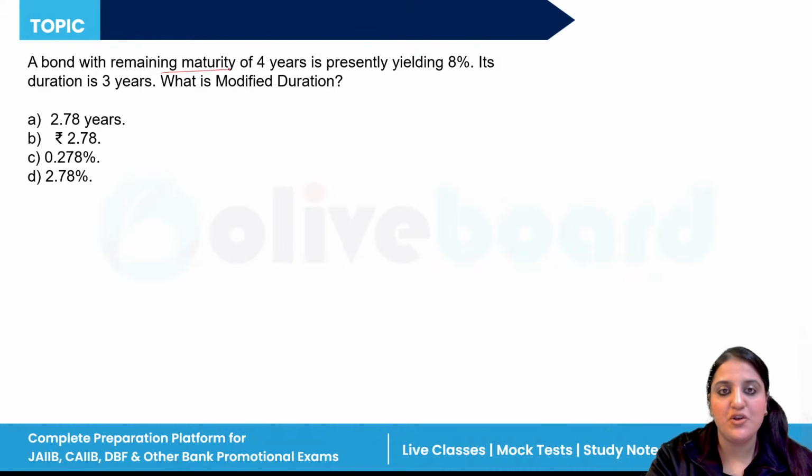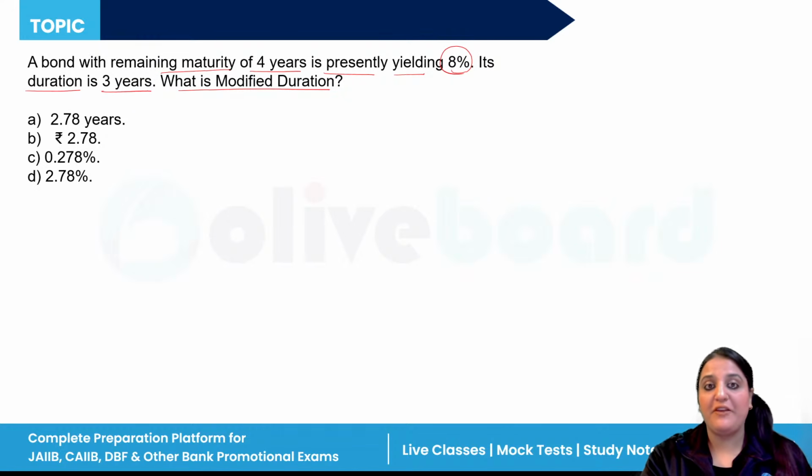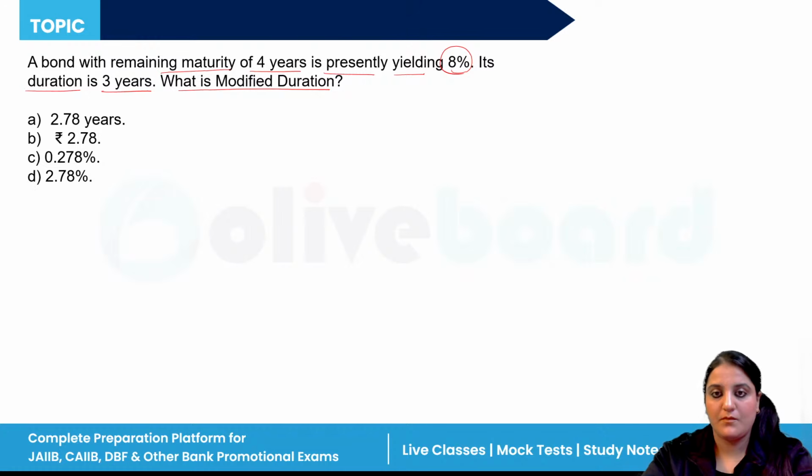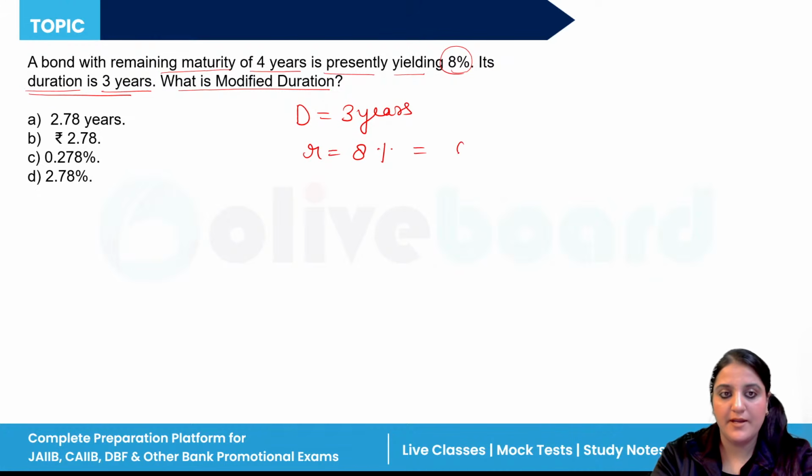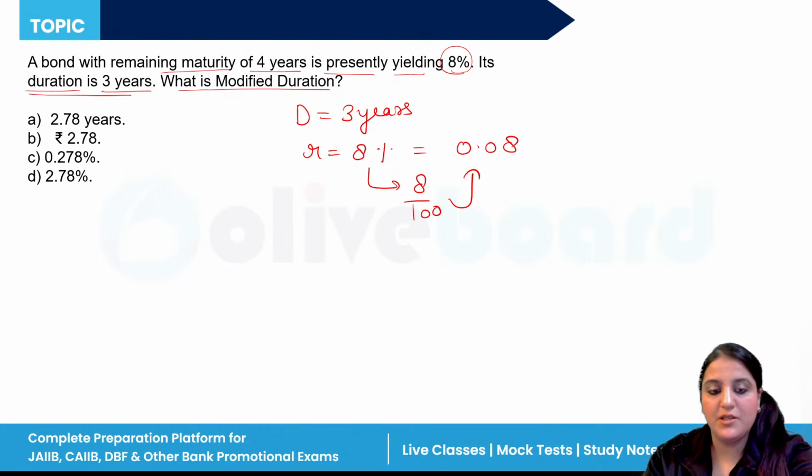A bond with the remaining maturity of 4 years is presently yielding 8%. Its duration is 3 years. So what is the modified duration? They are asking for the duration of 3 years. So this is 3 years. What is the rate? Rate is 8%. You can write it as 0.08. How? 8 by 100, that is equal to 0.08.